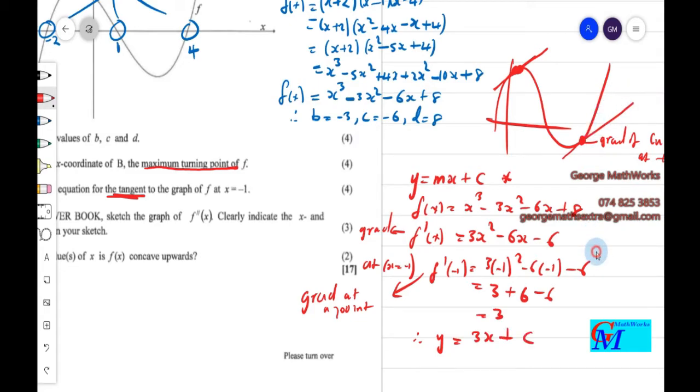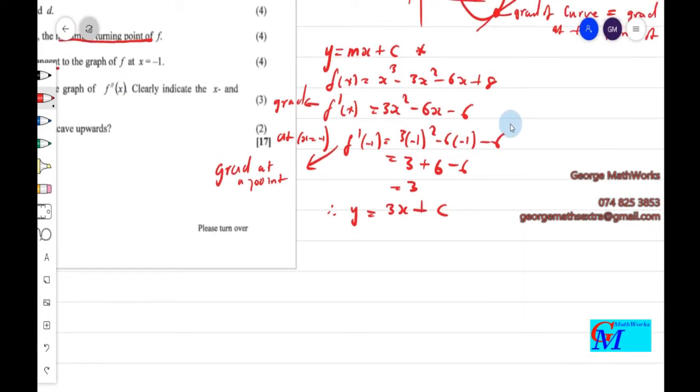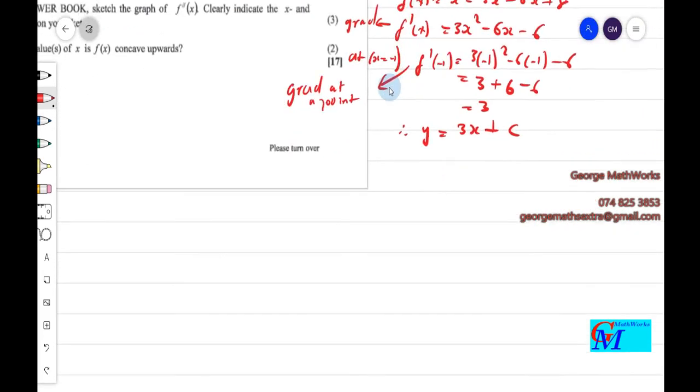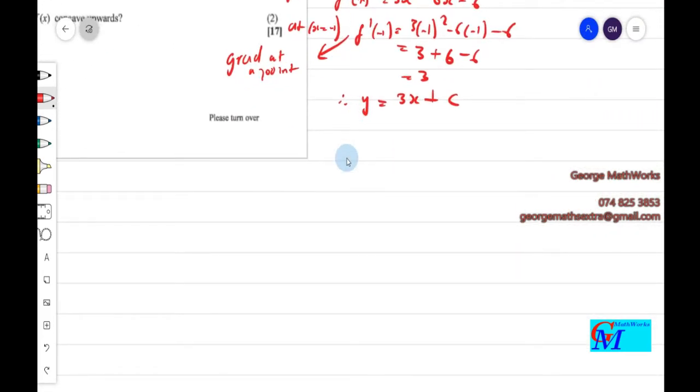Now, to find the c, we want to find the equation of a line that is passing through a point. They gave us x to be -1. So we want to determine what is the value of y when x is -1. Remember, f of x is equal to x cubed minus 3x squared minus 6x plus 8. Then f of -1, I want to find the value of y there.